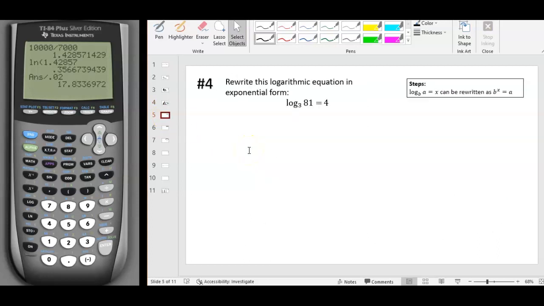Okay, so let's try number 4. It says to rewrite this logarithmic equation in exponential form. So remember, this is where we can draw those arrows and use that to help us out. So in exponential form, this is going to be 3 to the 4th equals 81.